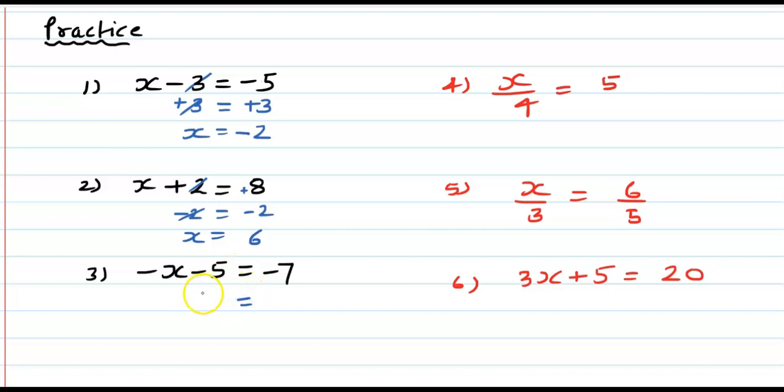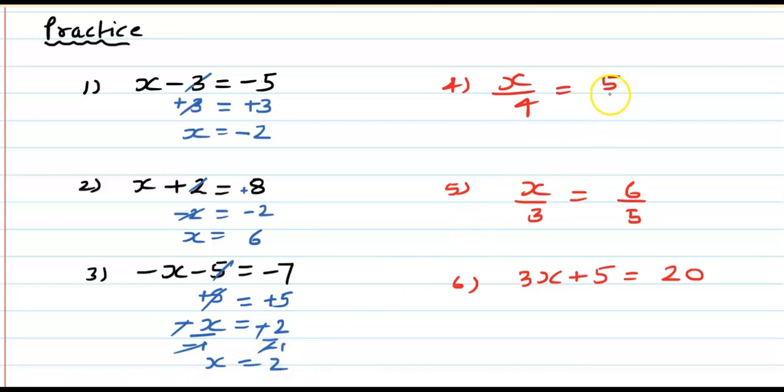Here, if you do plus 5 both sides, so this is cancelled. Minus x, and they have opposite sign. Opposite sign means take away. So 7 take away 5 is 2, and big number sign. But we want x. Here it is minus x. So what we need to do? Divide by minus 1 both sides. So minus and minus cancel. X, minus and minus cancel. 2 divided by 1 is 2.